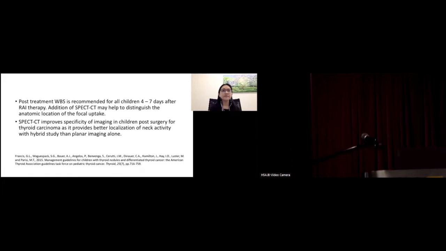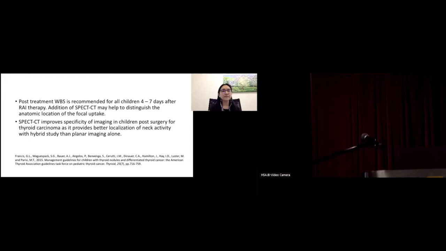Post-treatment whole body scan is recommended for all children 4 to 7 days after RAI therapy. Addition of SPECT-CT may help to distinguish the anatomic location of the focal uptake. SPECT-CT improves specificity of imaging in children post-surgery for thyroid carcinoma, as it provides better localization of neck activity with a hybrid study than planar imaging alone.